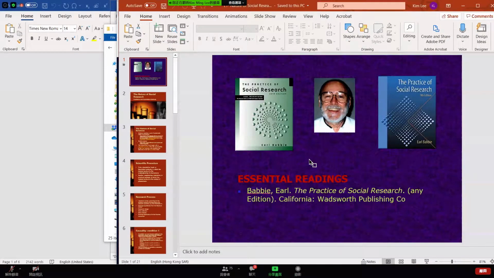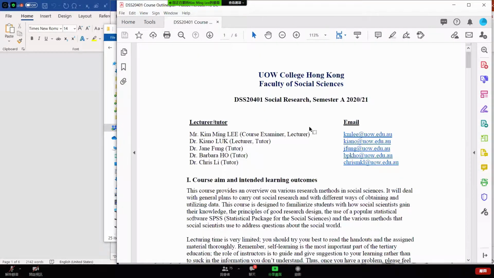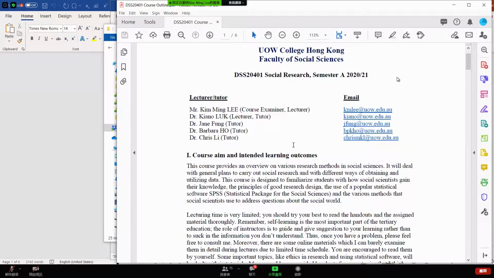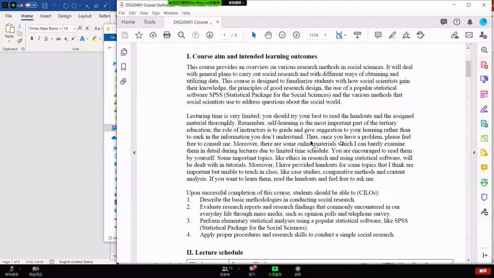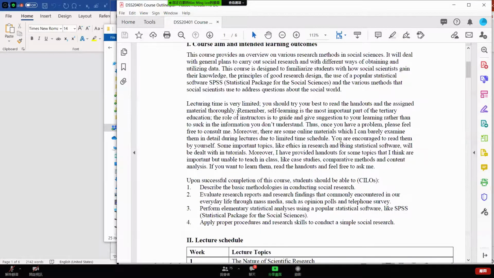Let's go back to our outline syllabus here. About the course aim and intended learning outcome, all these are required by our senior management, so I just skip them. So this is the lecture schedule.